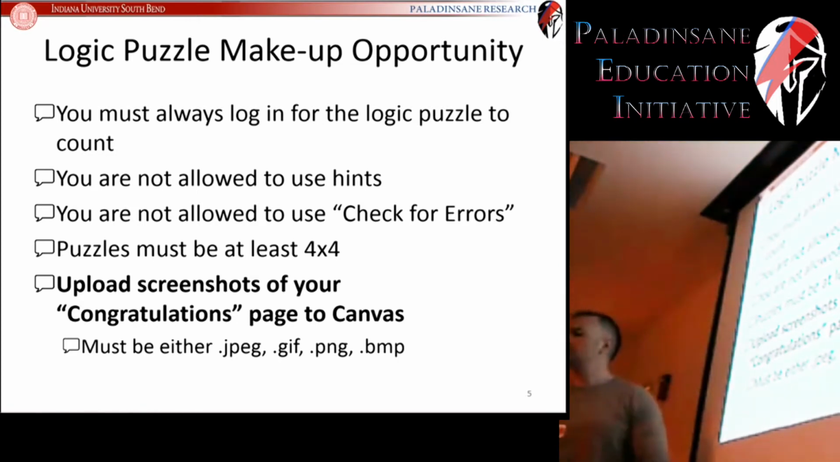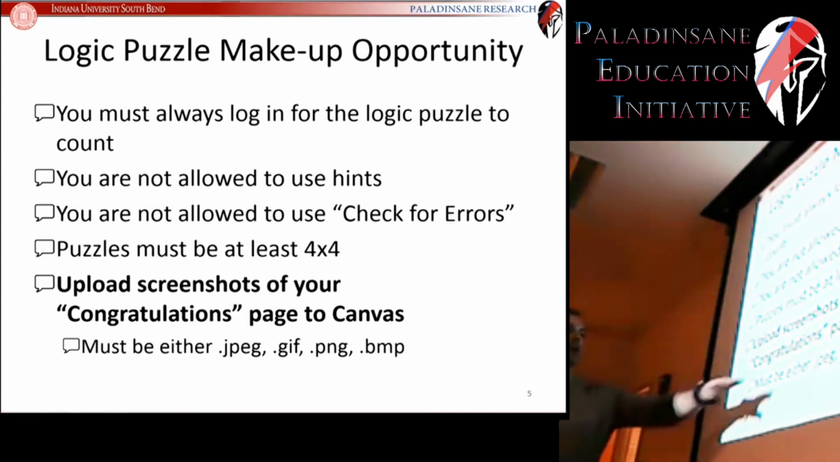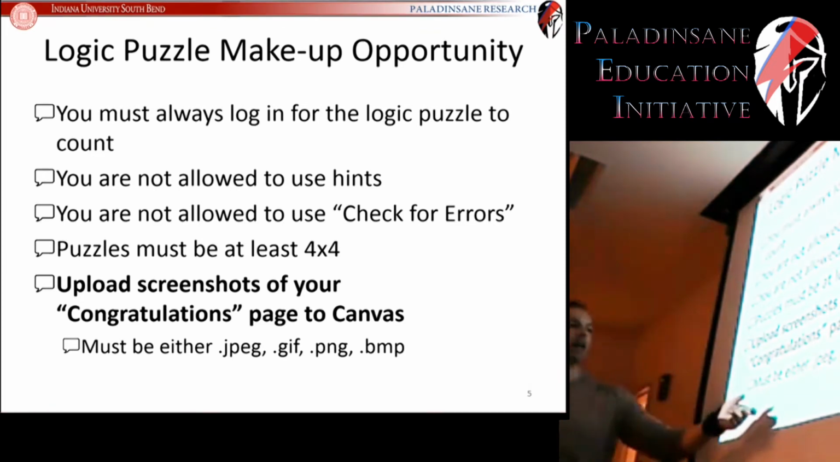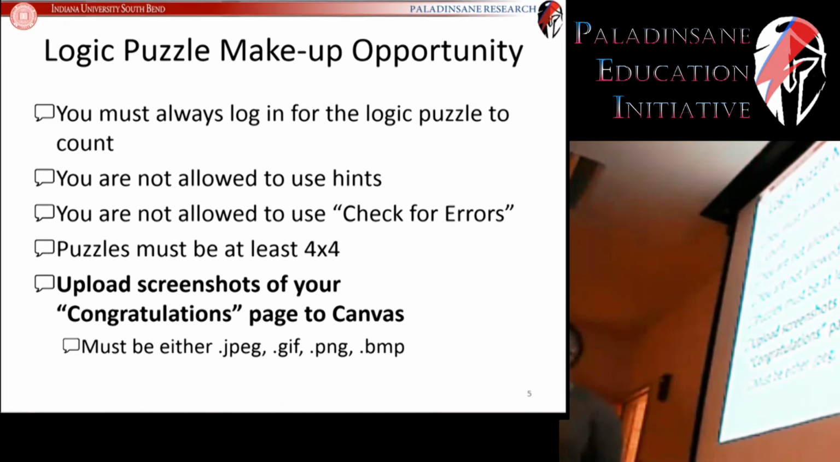So take a screenshot. There's a number of different ways that you can do that, with the snipping tool, for example, in Windows. And then just upload that to Canvas, and it has to be saved as an image. So JPEG, GIFs, PNGs, bitmaps, any of those formats are fine. Just save it as an image and upload it.